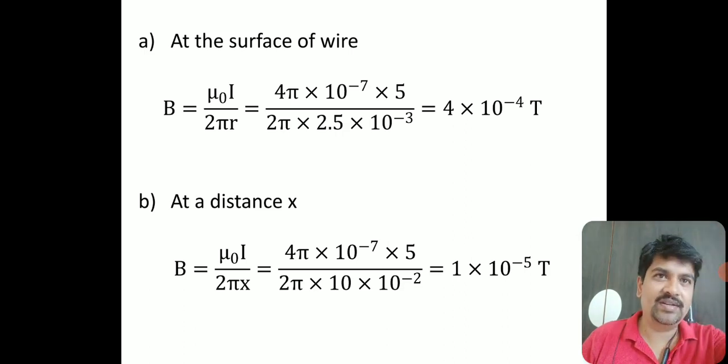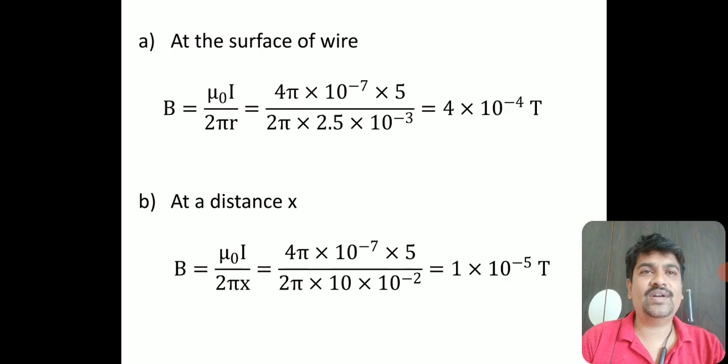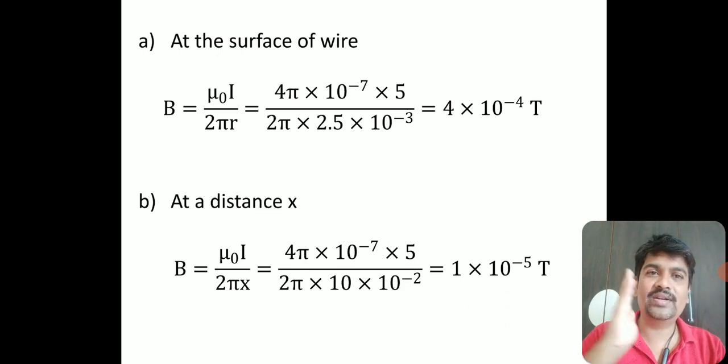So with all these calculations, I got the magnetic field as 4 into 10 to the power of minus 4 Tesla. So the unit for magnetic field is Tesla. Right. So the first case is over. I have found the magnetic field at the surface of the wire. In the second case, I need to find the magnetic field at a distance x from the straight conductor. For that, the formula is a bit different.